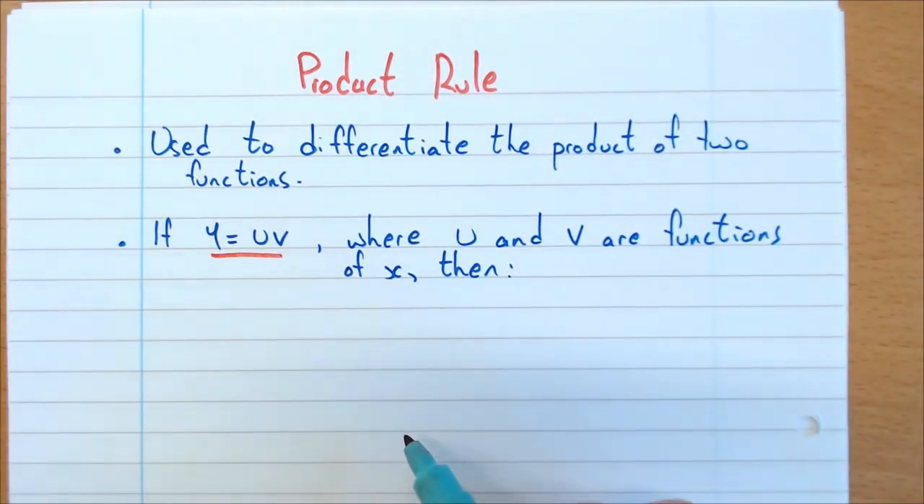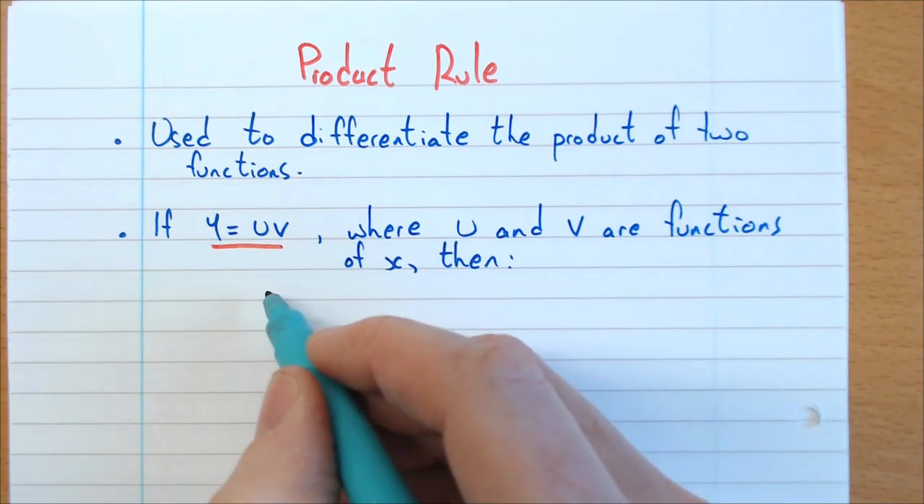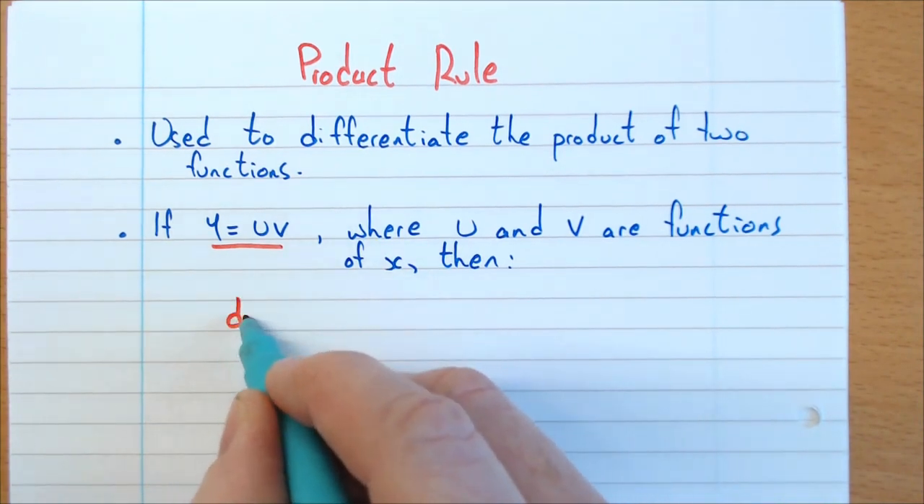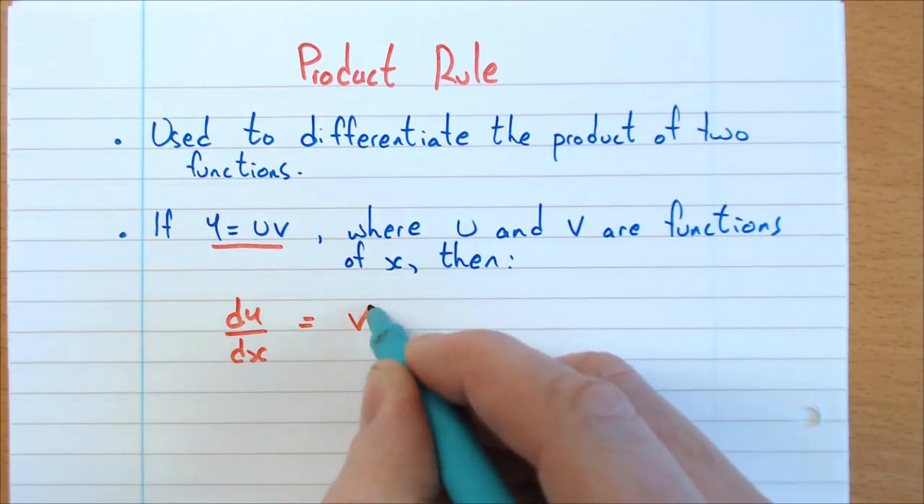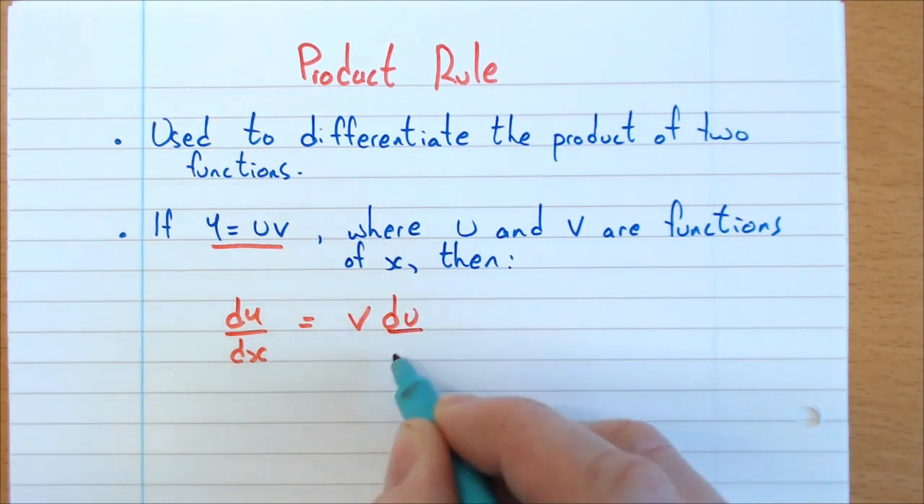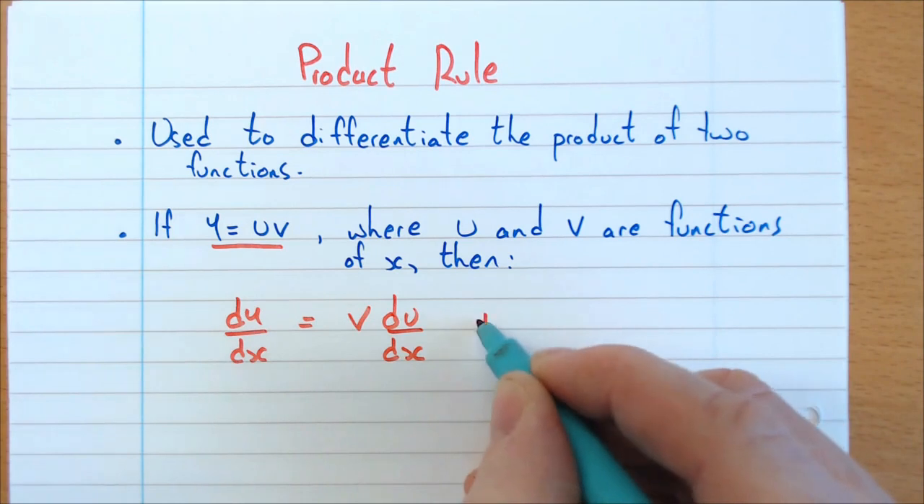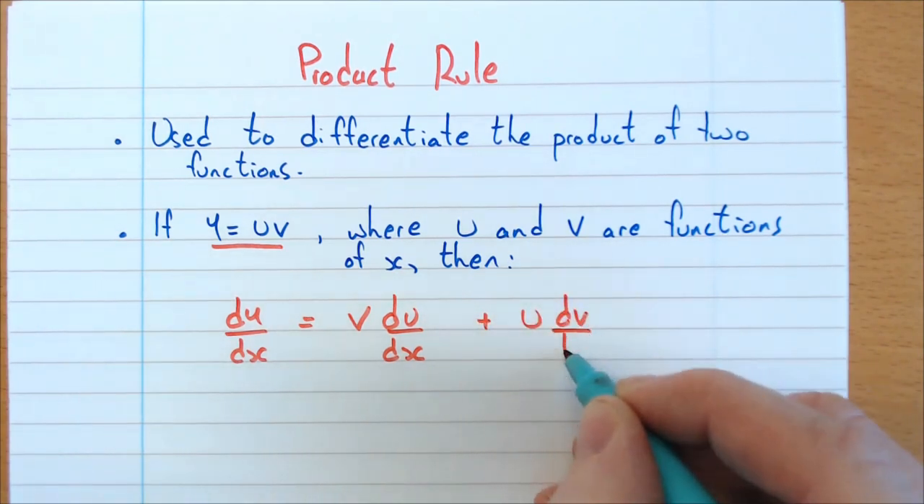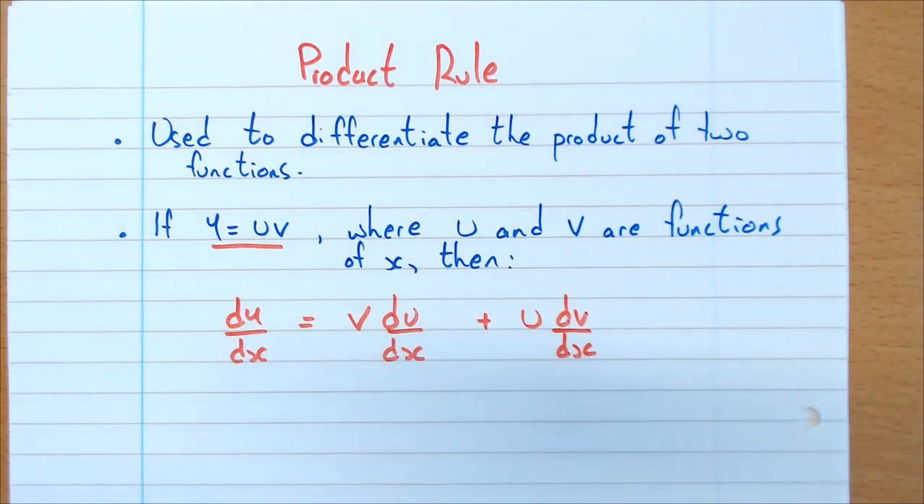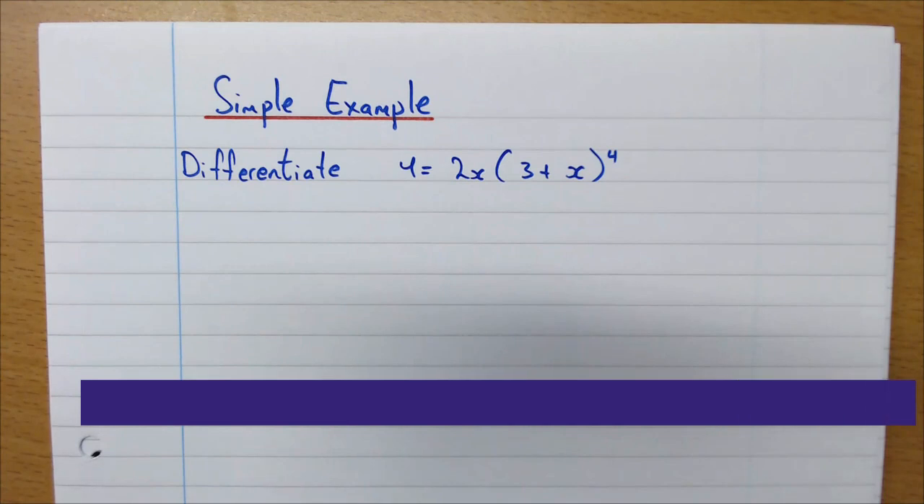So if our function y is a product of the function u and the function v, that is u times v, then dy/dx is equal to v multiplied by the differential of u plus u multiplied by the differential of v. That's v du/dx plus u dv/dx. It looks quite scary, but actually using it is reasonably straightforward.